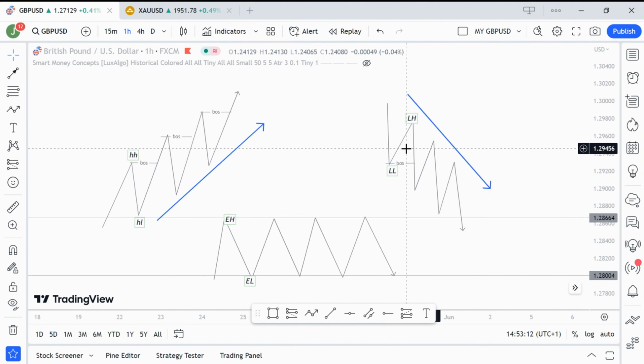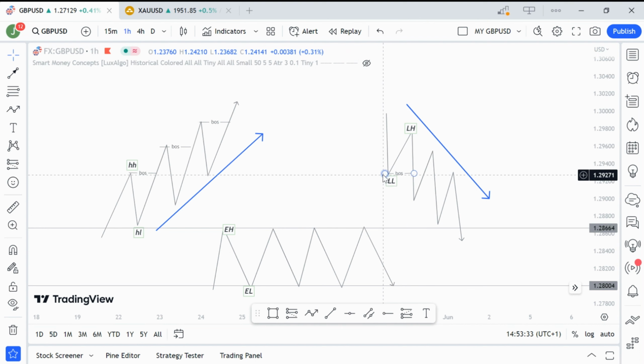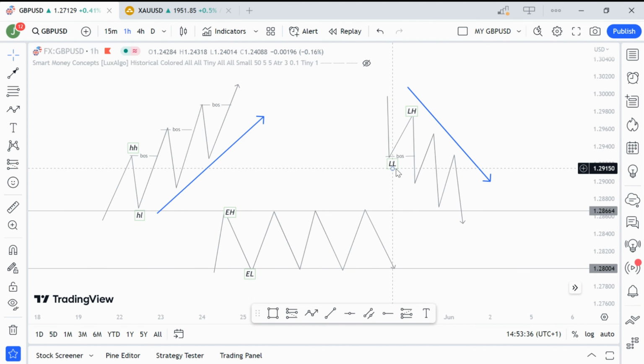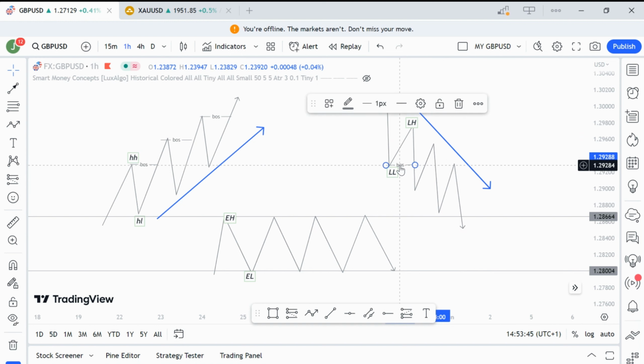Then in a downtrend, it goes down like this, forming a series of lower highs and lower lows. Here is a lower low, then it went up, creating a high that is lower than the previous high, breaking the structure down, that is BOS, creating a new lower low, a low that is lower than the previous low, then going up, creating a new high that is lower than the previous high, then coming down again, another break of structure to the downside.